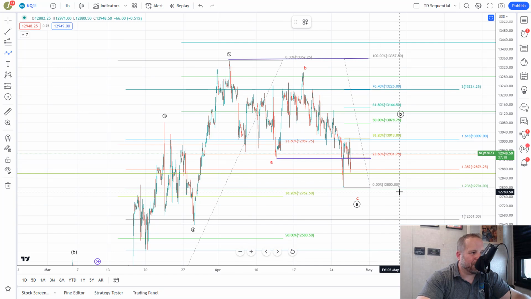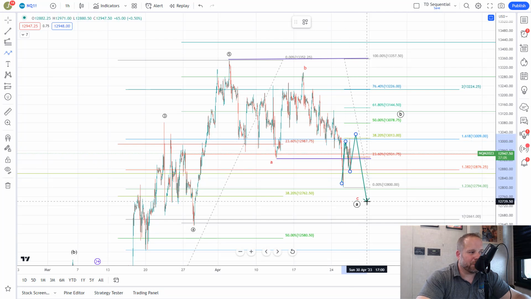They did get right to the target area at 12,800. We were looking for 12,777, so just 23 points off of that target, and then bounced up from there. Now, it is possible that they're giving us a wave 4 here and then give us the last push down into that 12,777 to 12,500 area if they come down in that route.